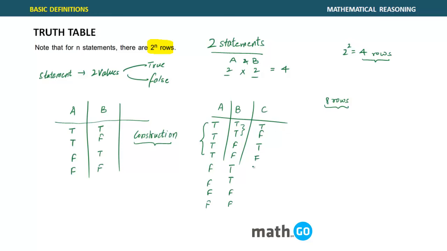So this is how you construct a truth table, and this process could go on. This is the construction when there are 3 statements given to you in the question. I hope the construction of the truth table is clear to you. So you have to start with true and then false. This is how you go.